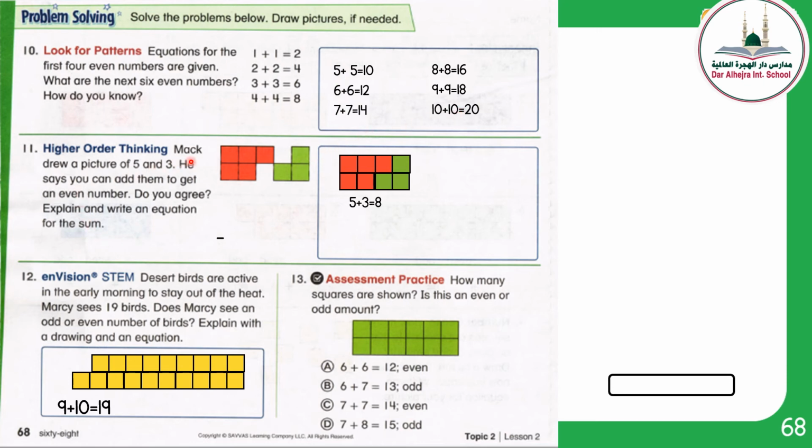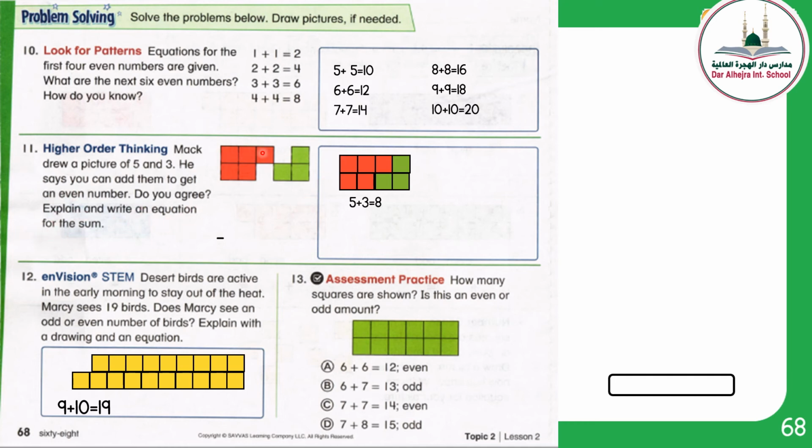In the next word problem, they're saying that Mac drew a picture of 5 and 3. Here we can see there are 5 blocks and here we have 3 blocks. He says you can add them to get an even number. We can see the addends are not even, they are odd, because I can see a lone box here without any partner, and here again a box which is alone without any partner. Both of these numbers 5 and 3 are odd numbers, but Mac is saying that we can add these odd numbers to get an even number. Do you agree? Explain and write the equation for the sum.